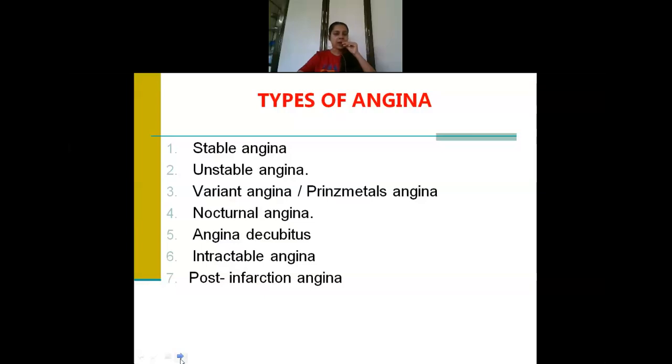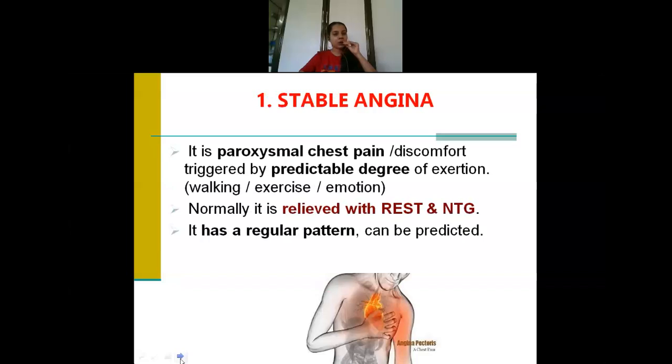Stable angina, unstable angina, variant angina or Prinzmetal's angina. Next is nocturnal angina, angina decubitus, intractable angina, post-infarction angina. Sometimes they ask for 2 marks, so you have to list down or explain 2 of it. If they ask for 5 marks, you have to explain all of it, because students write a lot of blunders. It is easy, I am telling. Please go through the notes and please write down the notes also.